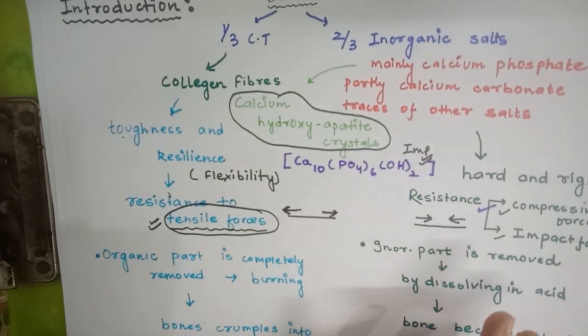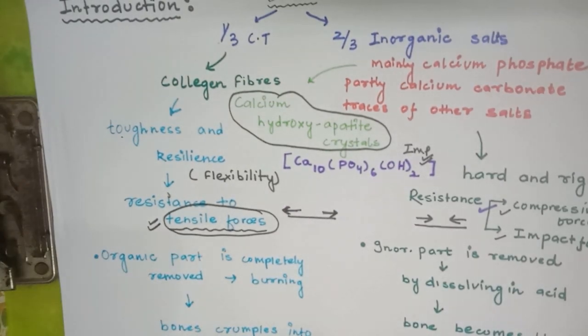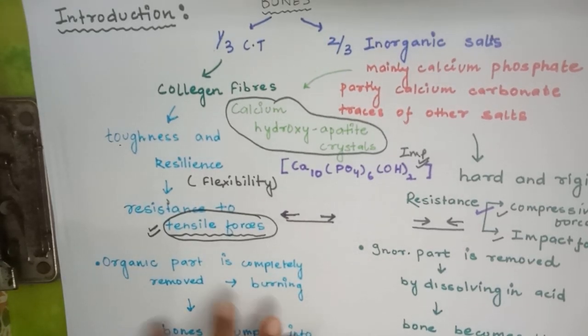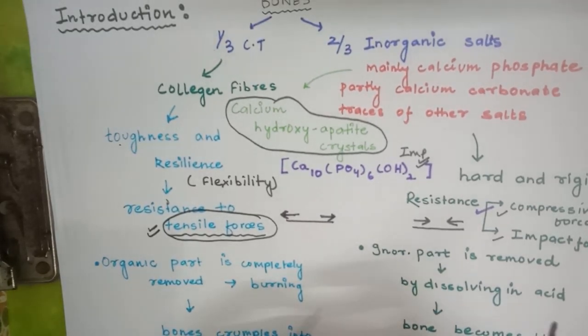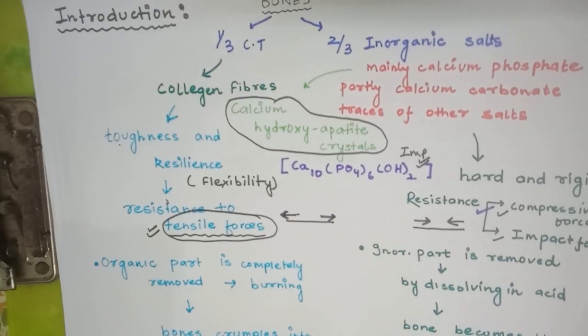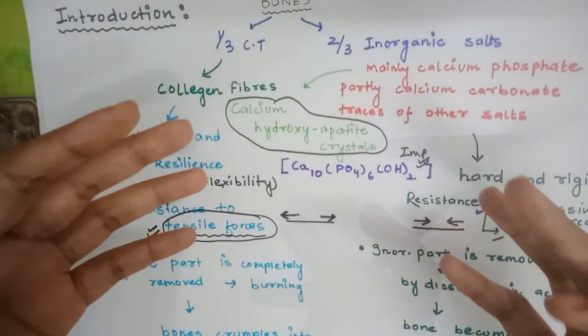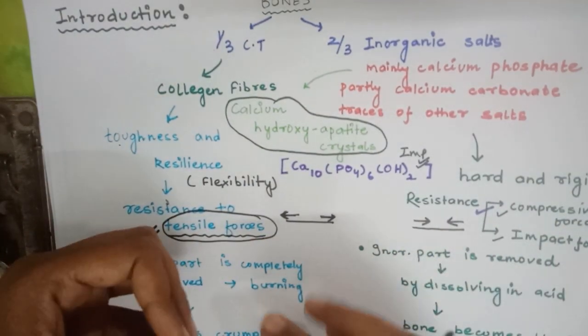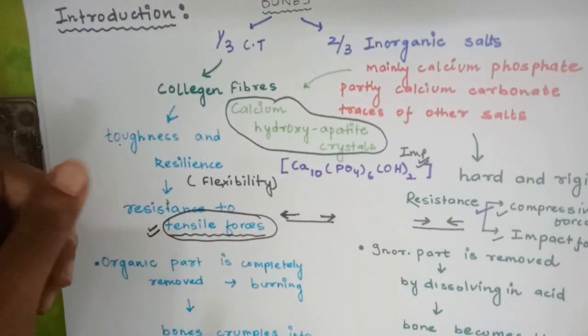Now let's again come to the organic part. What will happen to a bone if the organic part is completely removed? We remove the organic part of the bone by burning. When we burn the bone, the organic part is completely removed. It means the flexibility is completely lost. So the bone crumbles into small pieces.